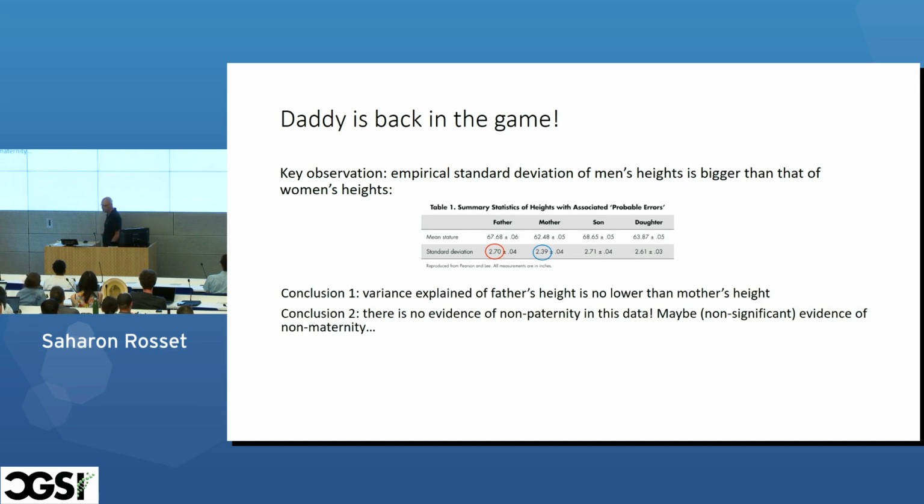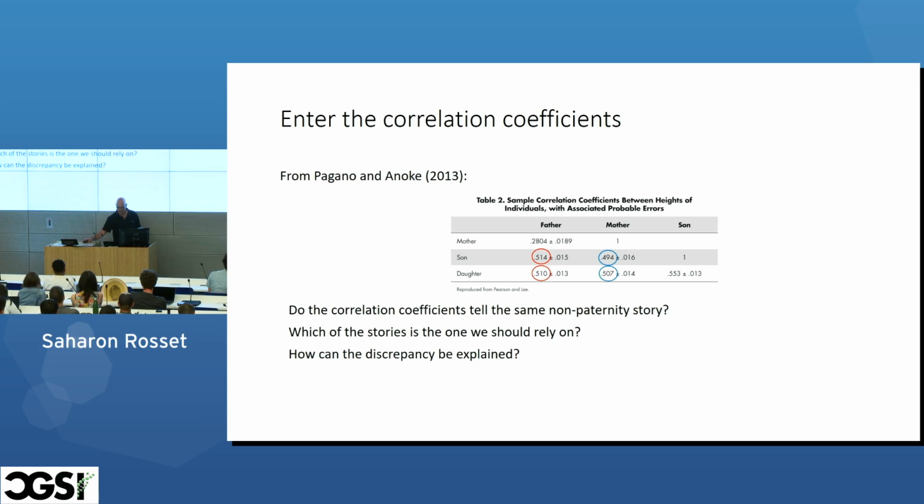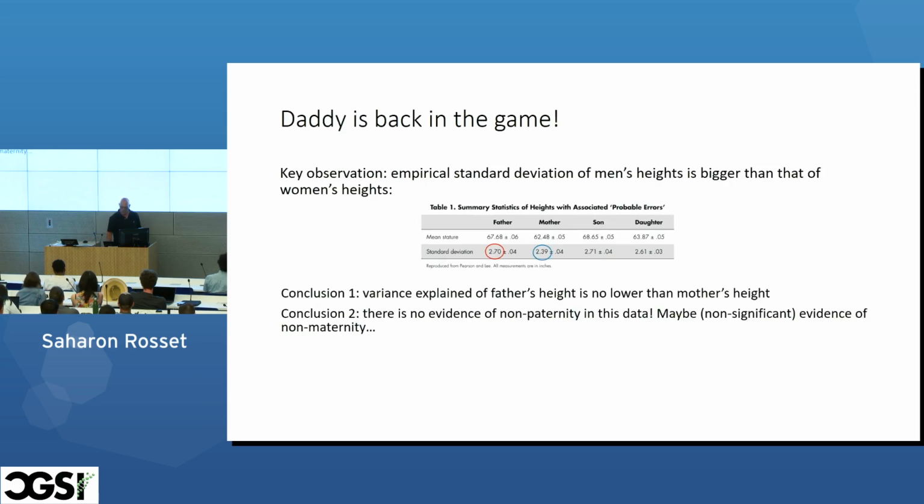So our first conclusion is that the variance explained by the father's height is no lower than that of the mother's height. We know that because the correlation is no lower, and the variance explained is the square of the correlation. The more important conclusion is that there's actually no evidence of non-paternity in this data, or there might be a slight effect, probably insignificant. We can see the estimated standard deviations here and conclude that it's not significant, but if there's any direction that the data is leaning, it's a stronger effect of the father than the mother, and not the other way around. So anyway, our honor as men is saved at the end of this analysis.